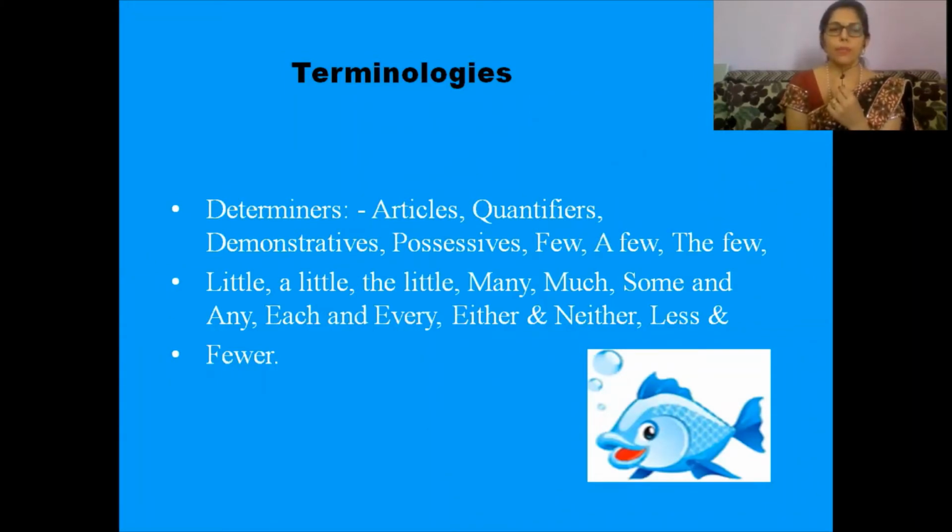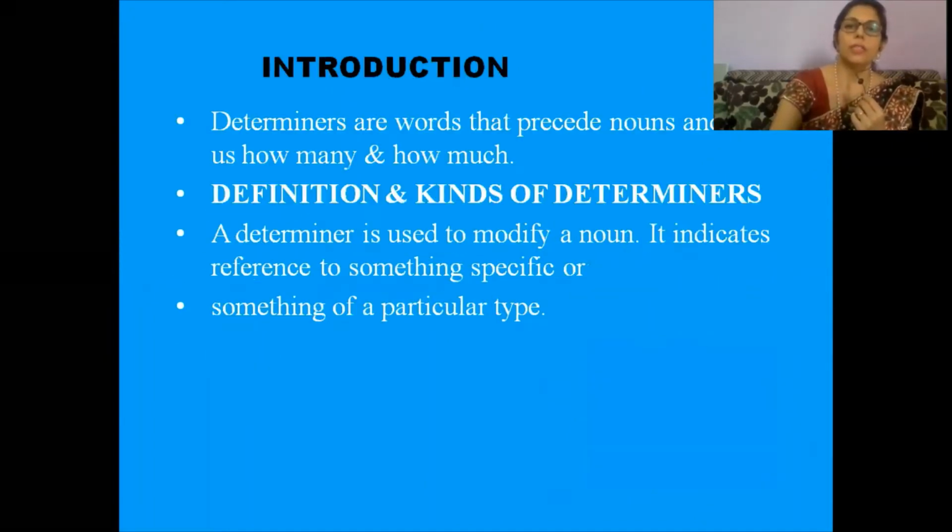articles and quantifiers, demonstratives, possessives, few, a few, the few, little, a little, the little, many, much, more, some, any, each and every, either, neither, less, and fewer. These are all determiners.